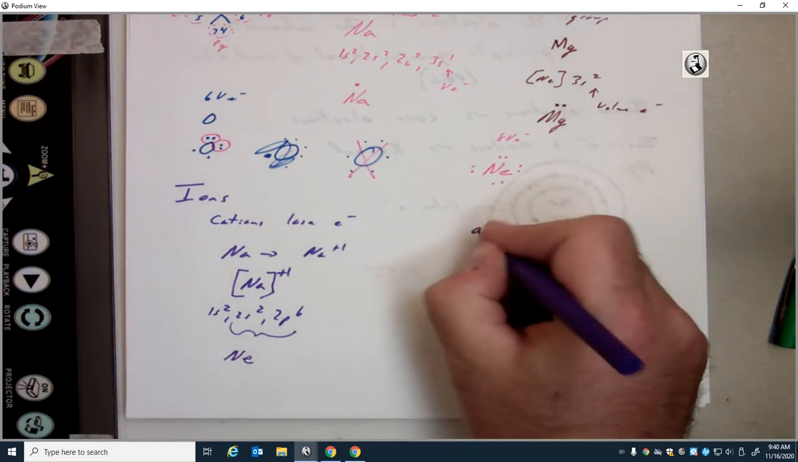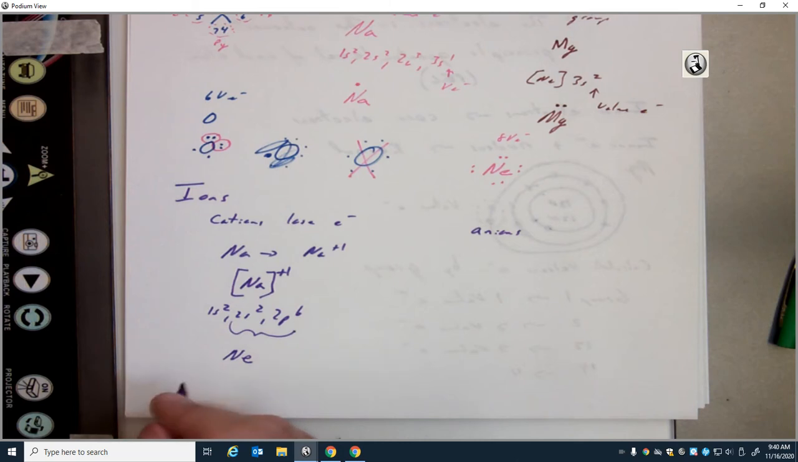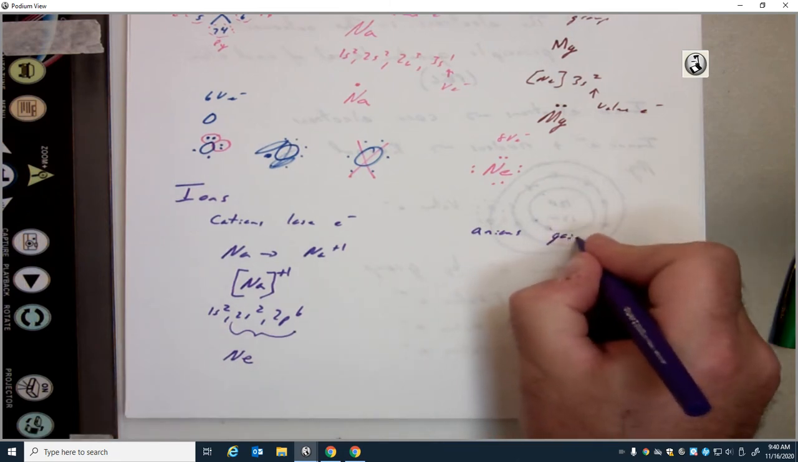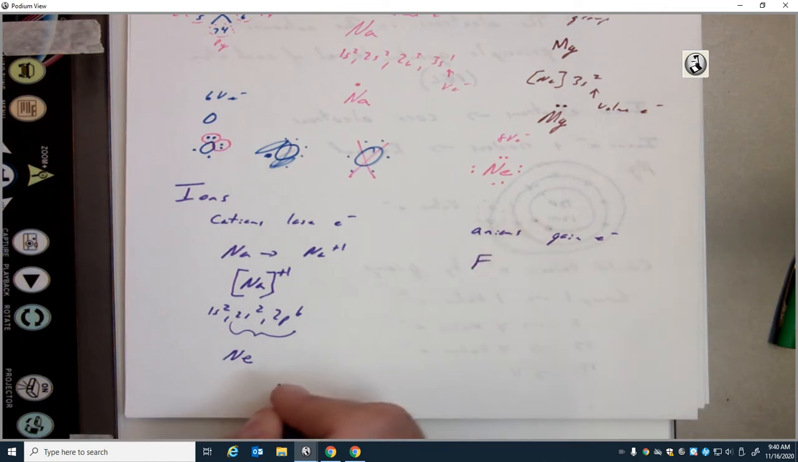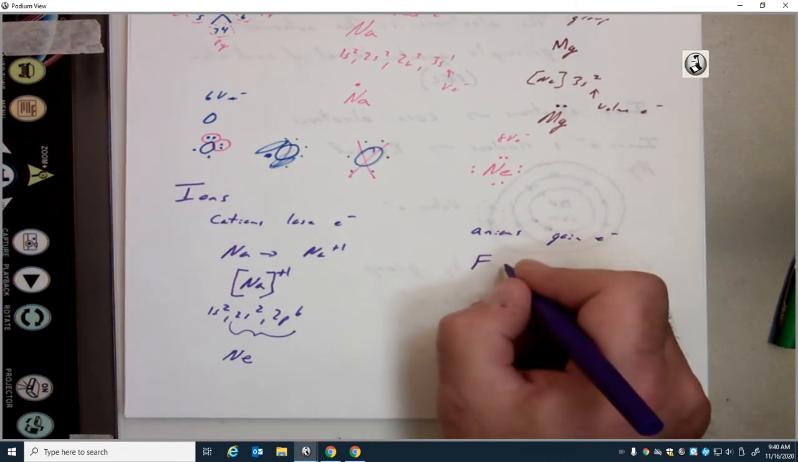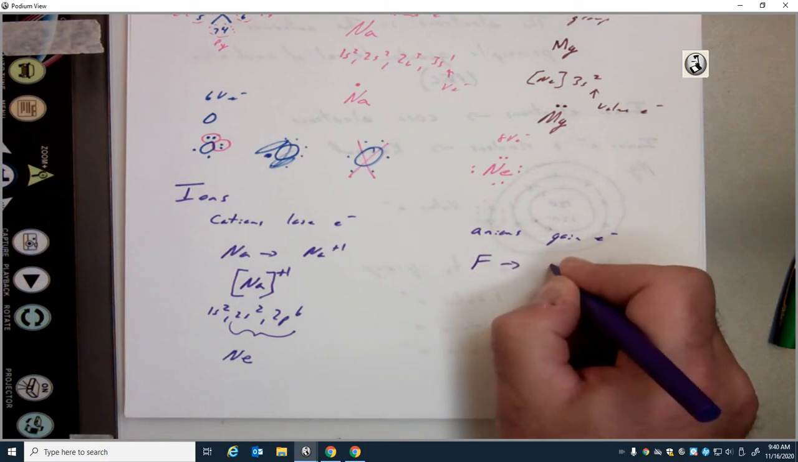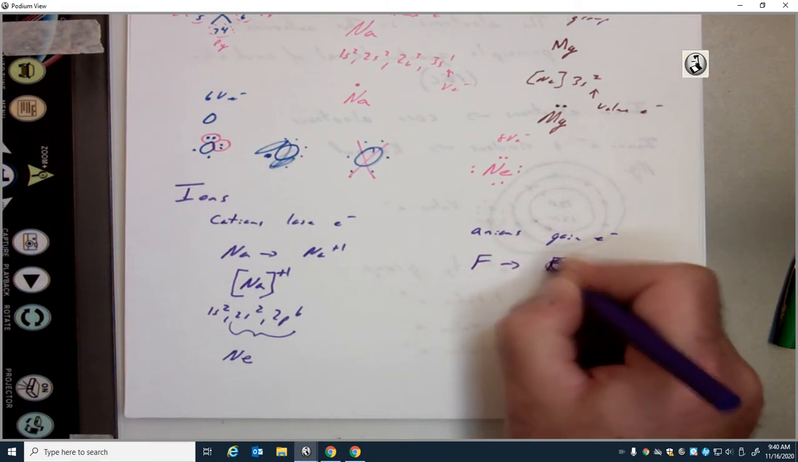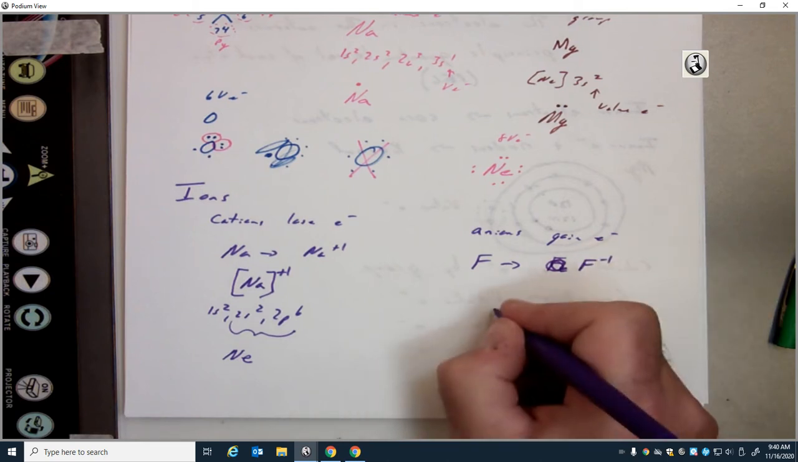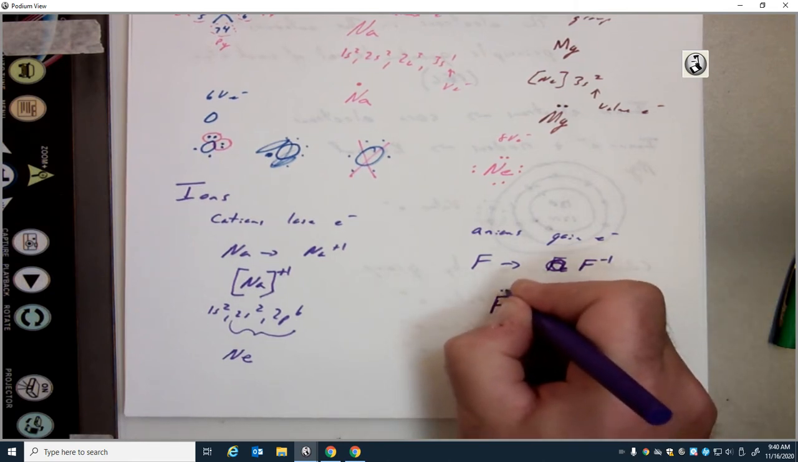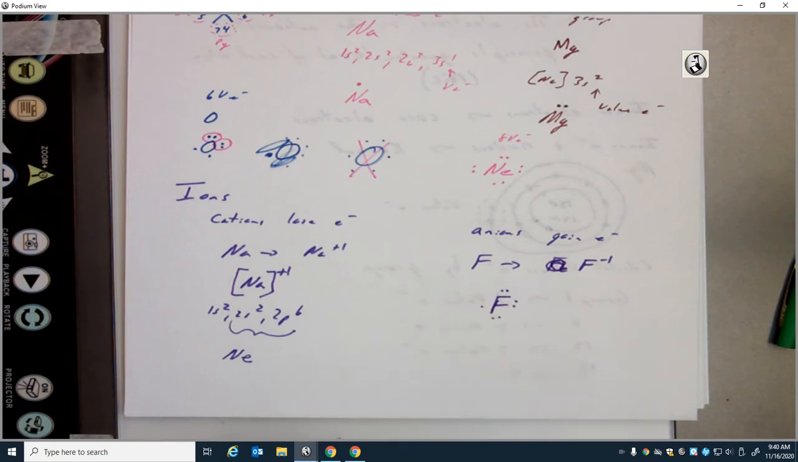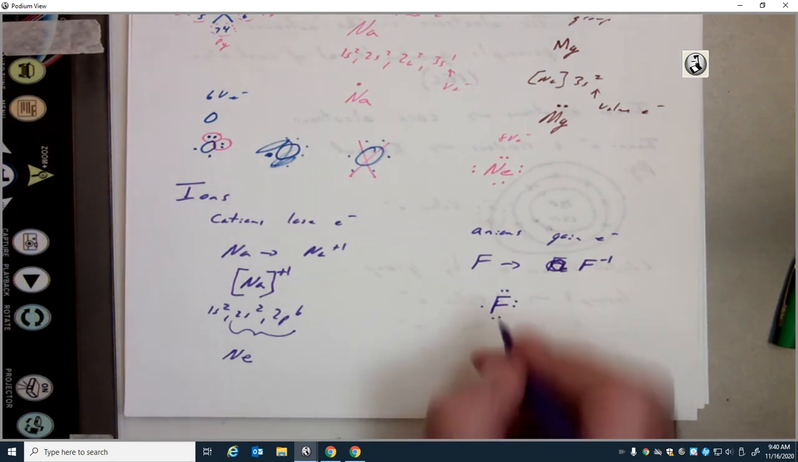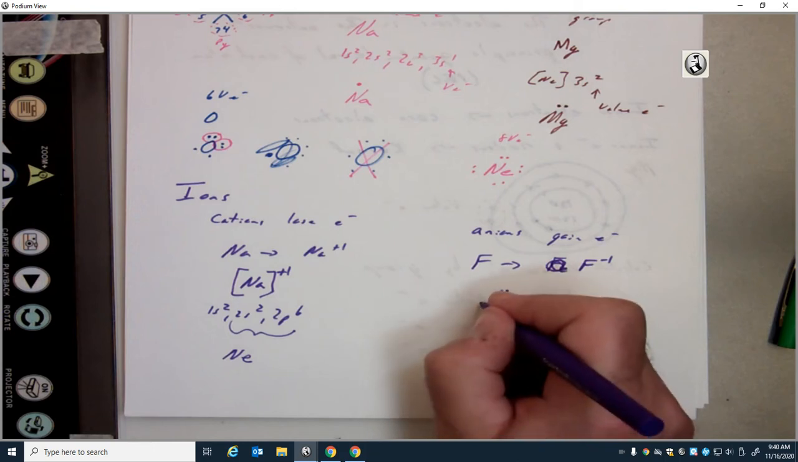Now with our anions, or our nonmetals, these are going to gain electrons. So let's say we have fluorine. Fluorine wants 1 electron. So fluorine has 7: 1, 2, 3, 4, 5, 6, 7. There are 3 pairs. It's going to gain 1 electron, and you can see where it's going to go. It's going to pair up here.